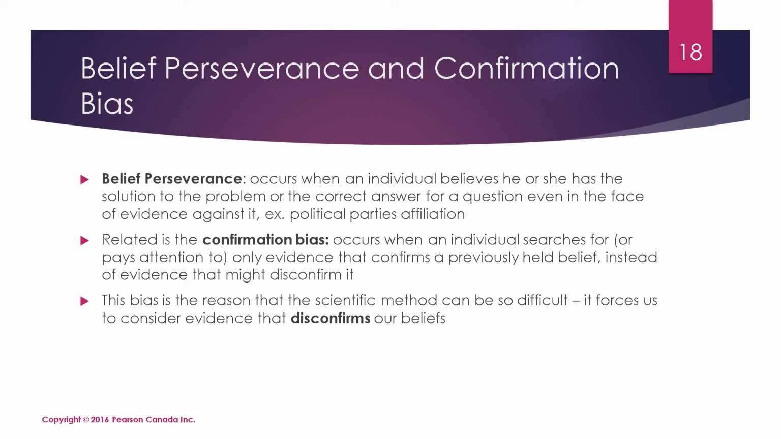And this bias is, unfortunately, as I mentioned, the reason that the scientific method can be so difficult, because scientific methods force us to examine evidence and consider evidence that would disconfirm our belief. So unfortunately, if people are very high in things like belief perseverance and confirmation bias, they're much less likely to be open to scientific change and engaging in the scientific process.